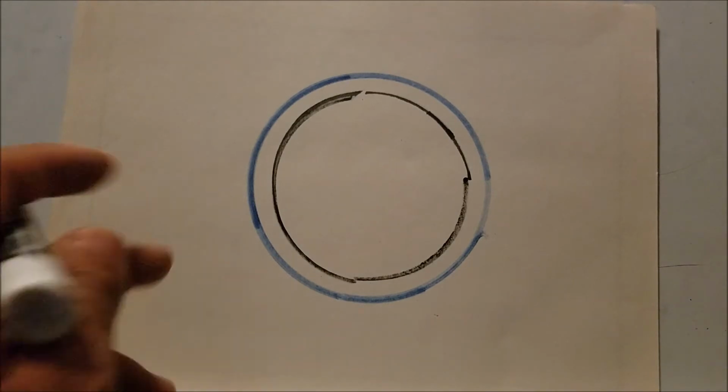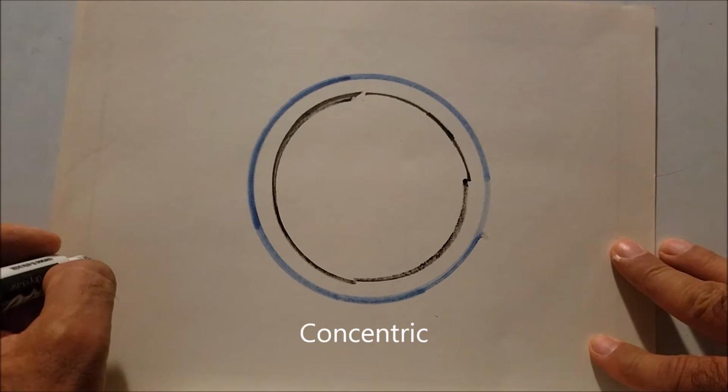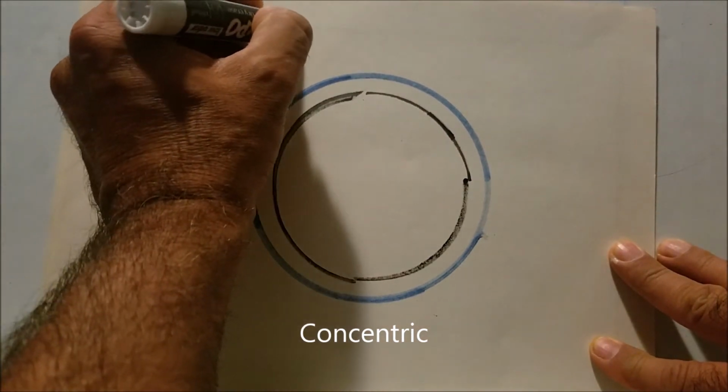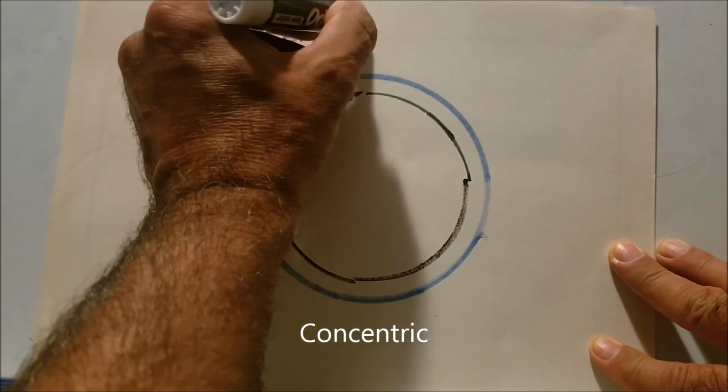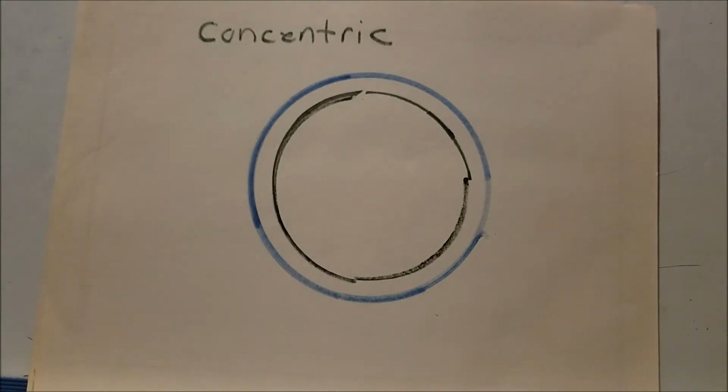If you have a circle within a circle, they're concentric. So I'll write it over here. Concentric. A circle within a circle. Concentric. There's a term you should know. So let's label our circle.